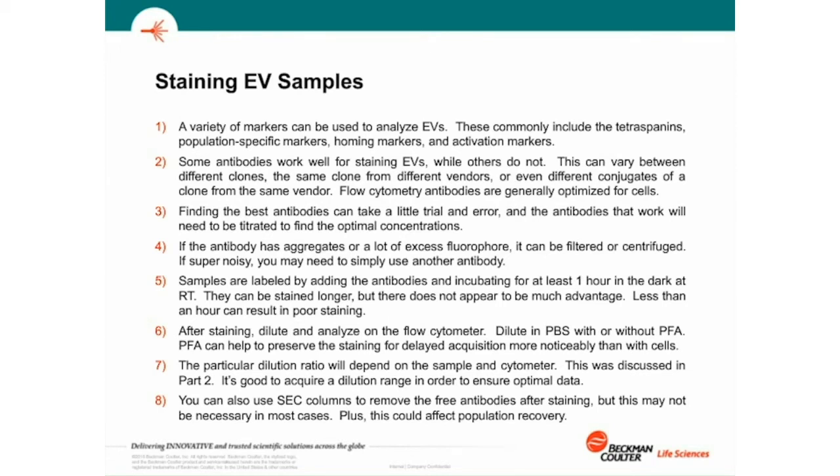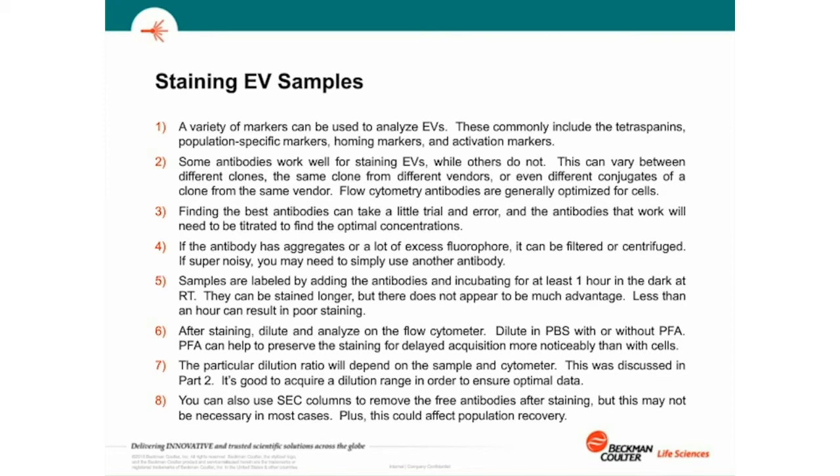And it can vary for a variety of reasons, including different clones: one may work well, another doesn't. The same clone from different vendors may have different efficiencies. And sometimes even the same clone with different conjugates from the same vendor, one can work, one cannot. In general, flow cytometry antibodies are optimized for cells, and a lot of times these antibodies have different concentrations in different samples, in different vials. So you may be looking at a dramatically different staining range. So this could be one factor contributing to that.